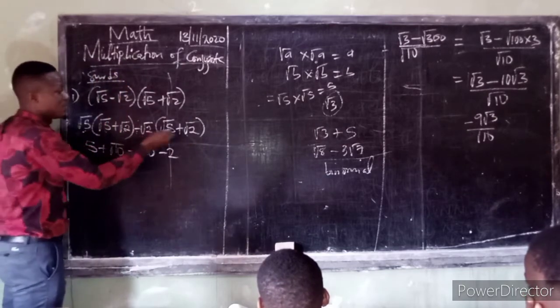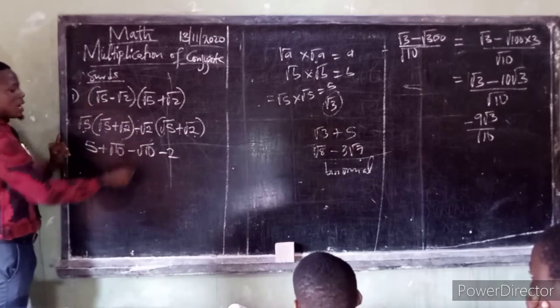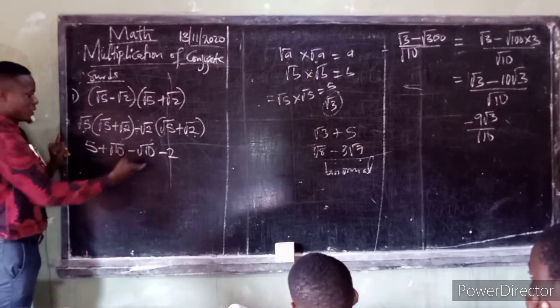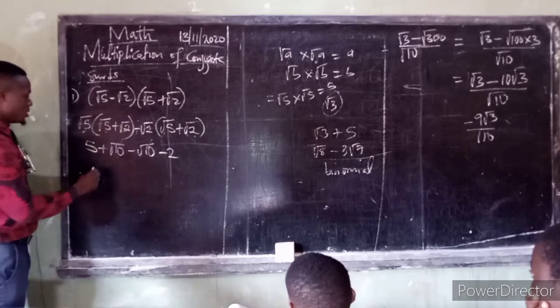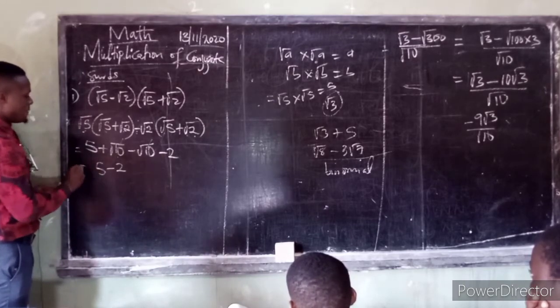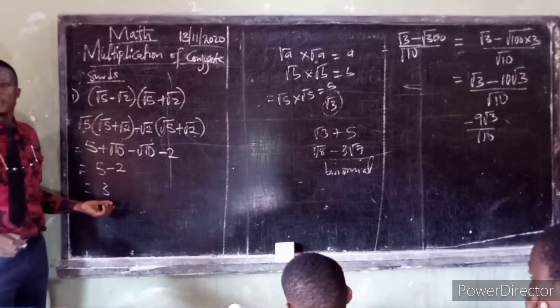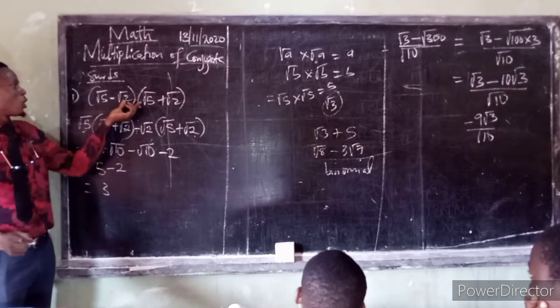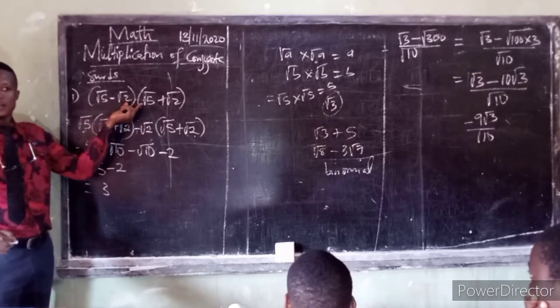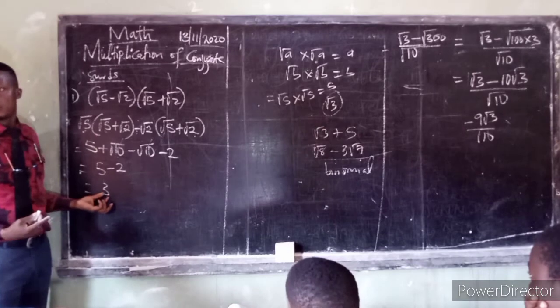Minus 2 because they are the same surd, right? Now you know that this has cancelled out, isn't it? Because surd 10 minus surd 10 is what? 0. What are we having here? 5 minus 2. And 5 minus 2 is what? 3. Have you seen that when you multiply two conjugate surds together, it always gives you an ordinary number?